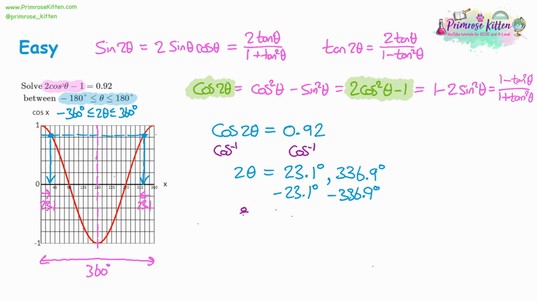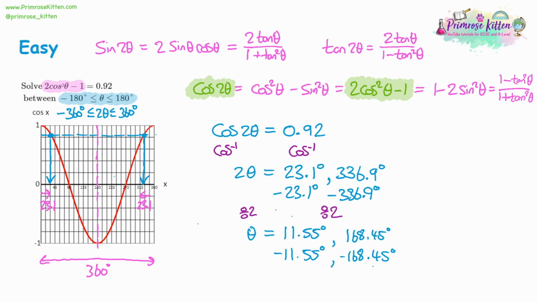Now, these are answers for 2 theta. We want answers for 1 theta, so we have to divide both sides by 2. 2 theta divided by 2 is 1 theta, and then we divide the right-hand side by 2. We do have to divide every single one of the alternate answers. So 23.1 divided by 2 is going to give us 11.55, and there's going to be a negative version of that as well. Then 336.9, divide that by 2, we're going to get 168.45, and a negative version as well.